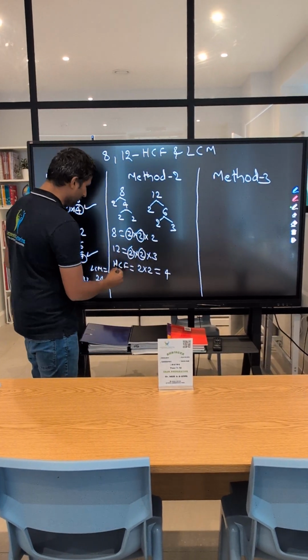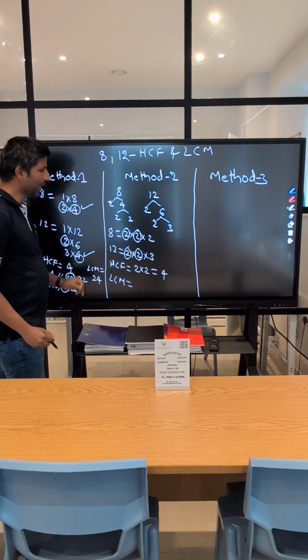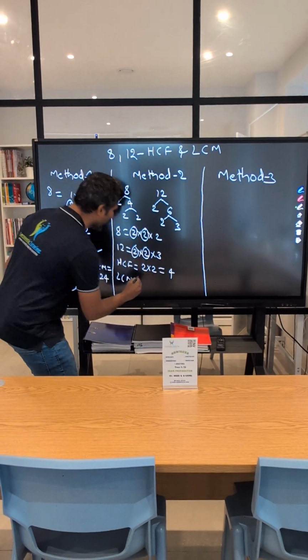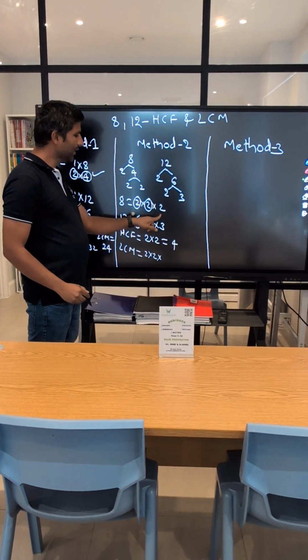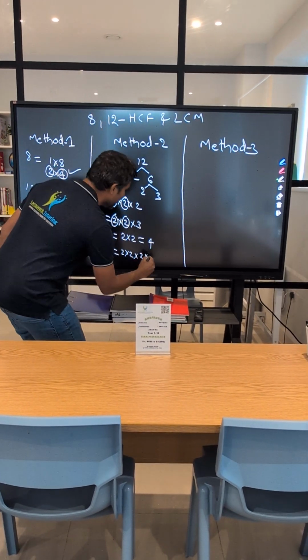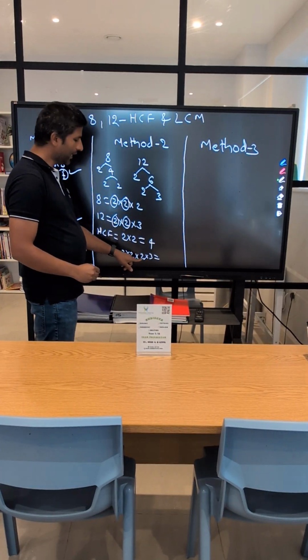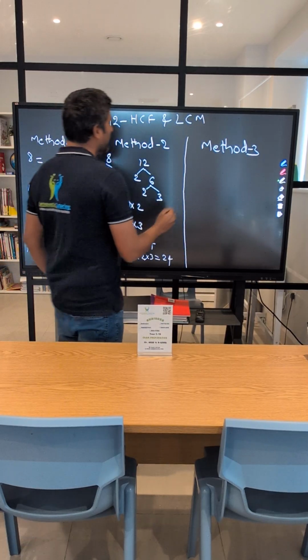And then the next one is LCM. LCM is the least common multiple, right? So you take whatever you took as HCF already. The common ones you write first, that is 2 times 2, followed by whatever is left over in the first one, that's 2, and what's left over in the 12 is 3. You just multiply all of this. 2 times 2 is 4, 4 times 2 is 8, 8 times 3 is 24. That's method 2. And then method 3.